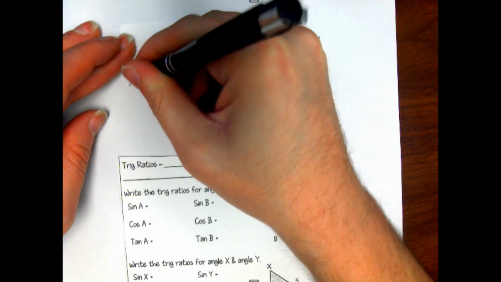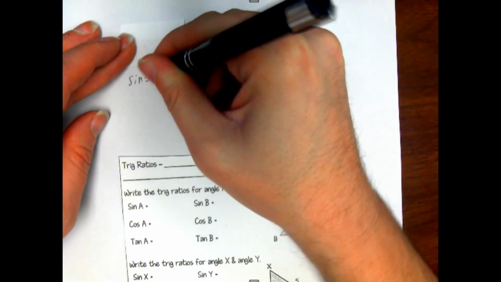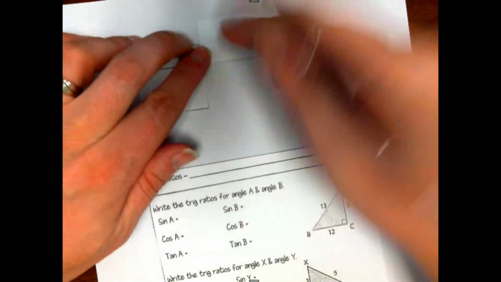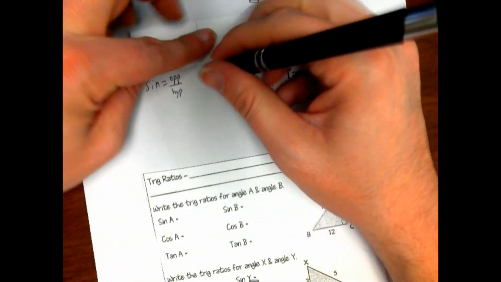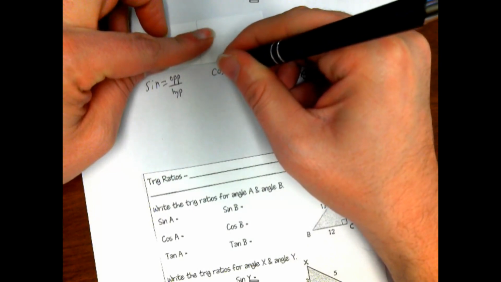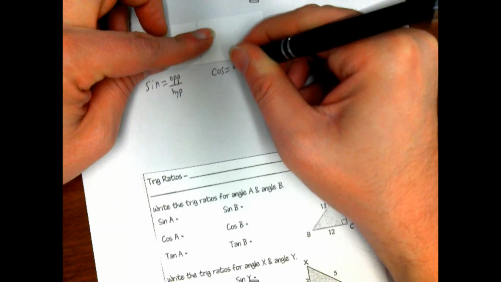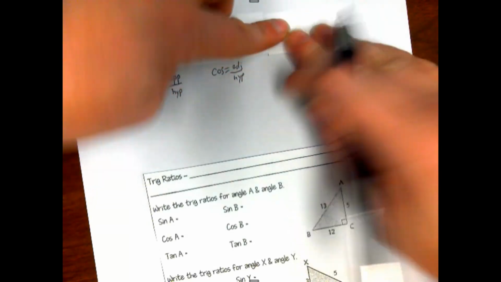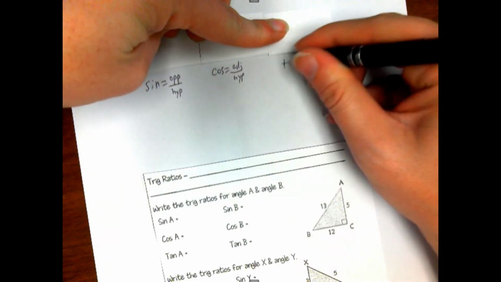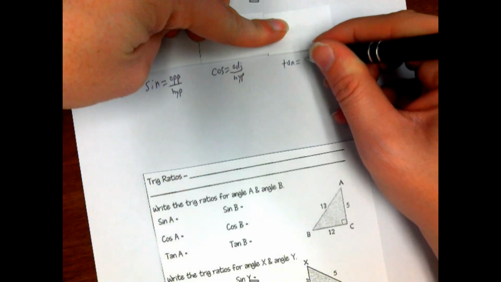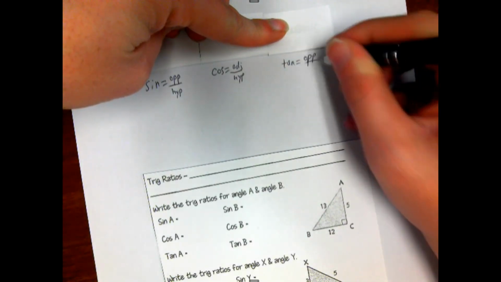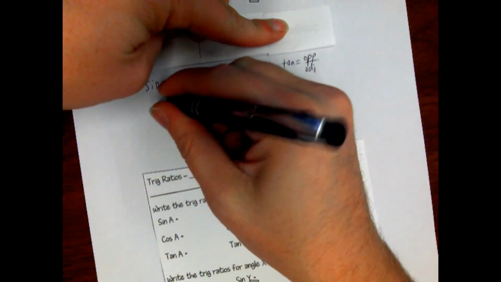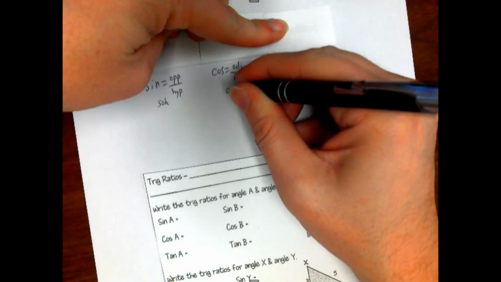Sine equals opposite over hypotenuse. Cosine equals adjacent over hypotenuse. And tangent equals opposite over adjacent. This is SOHCAHTOA.